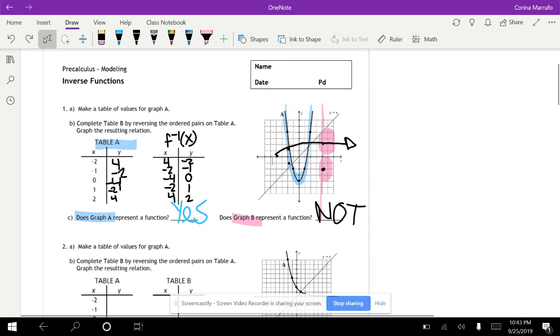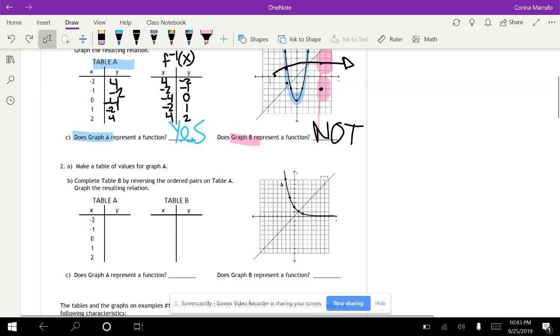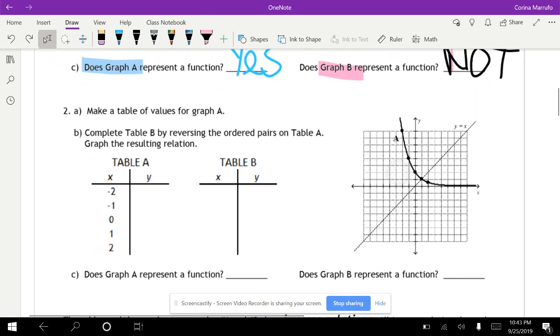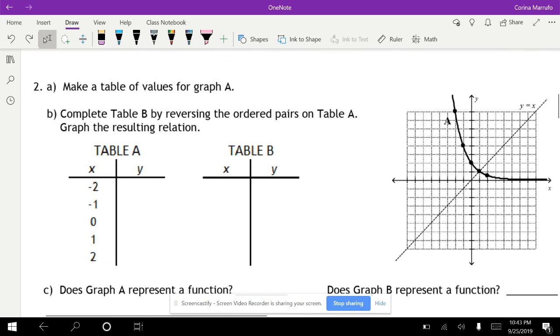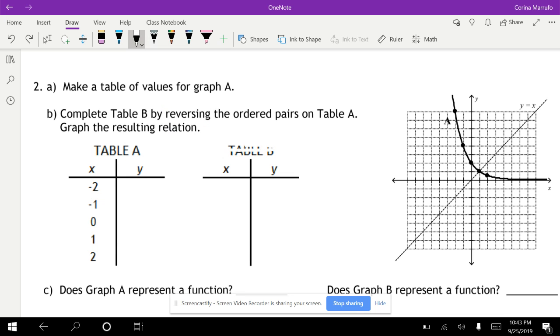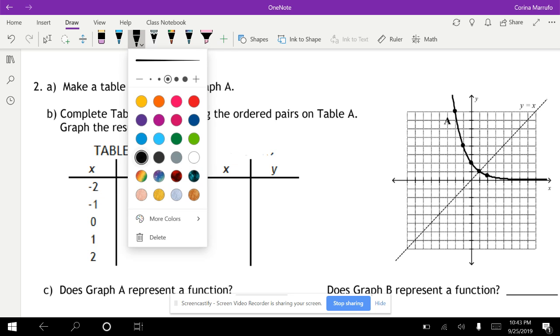So it says make a table of values for graph A. Complete the table B by reversing the order pairs on table A. Okay, so table A and table B, which, like I said, I don't like the way it says table B. We're just going to say this is the inverse function. So we'll say f inverse of x.